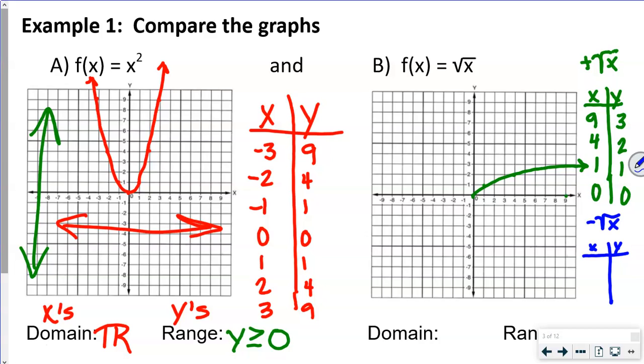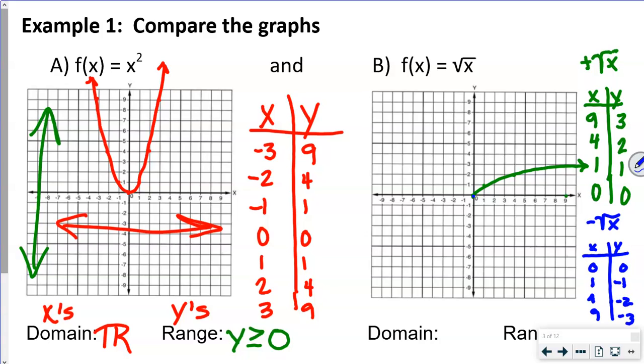So this time we're going to use the same numbers, and I'm going to put them in reverse order, 0, 1, 4, and 9, which we could have done the other one that way as well. Now remember, we're going to change these to negatives, all of them. So this is going to be 0, -1, -2, and -3, right?